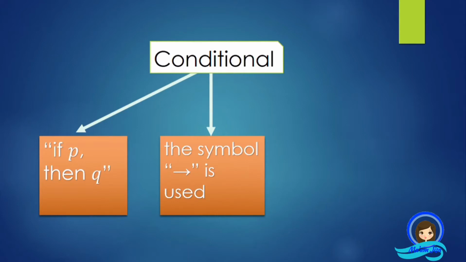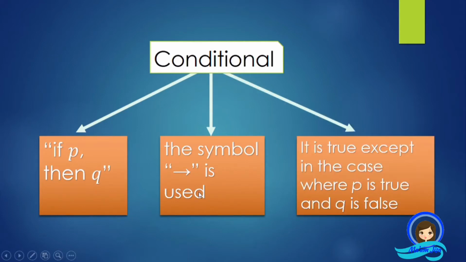For conditional proposition, the symbol arrow is used, and for its truth value, it is true except in the case where P is true and Q is false. So you just have to remember that the conditional statement is true in all cases except when the first proposition or the antecedent is true but its consequent or conclusion is false.